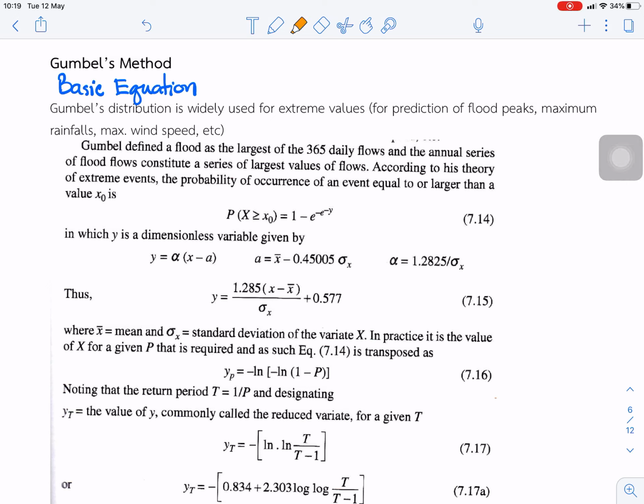This topic is the Gumbel method. For the basic equation, the Gumbel distribution is widely used for extreme values. In this case, extreme means peak, maximum rainfall, maximum wind speed, or extreme value, ค่าสูงสุด, ค่าสูงสุดขีด. Gumbel defines a flood as the largest of the 365 daily flows in the annual series of flood flow.